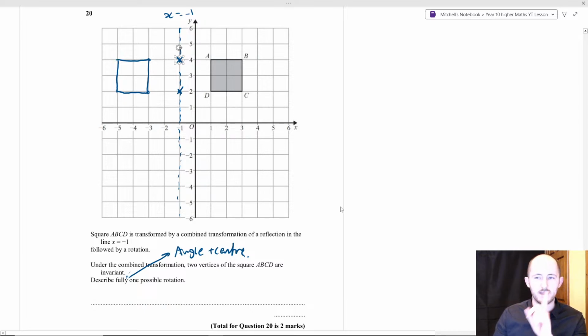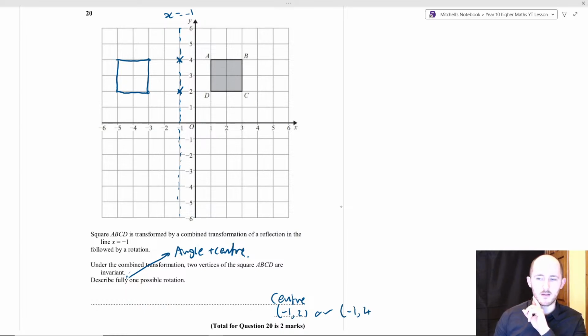Now, the reason why this trick works, so I'm going to say that the center is, depending on which one you want to use, you can use -1 and 2, or remember, in an exam, you have to just pick one, but either one of those. There's a reason why I've done this, so I promise it'll make more sense in a second. The reason why I've picked those points is because if I rotate them 180 degrees, 2 of the points will be invariant. So it's a rotation of 180 degrees.